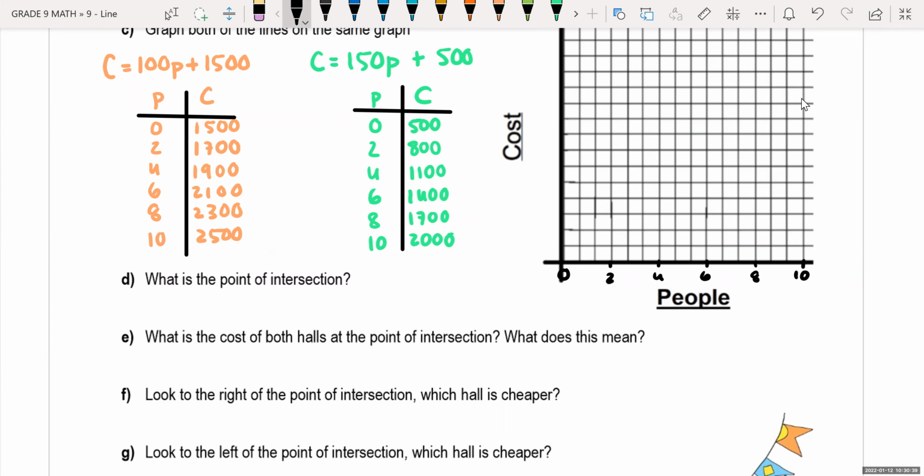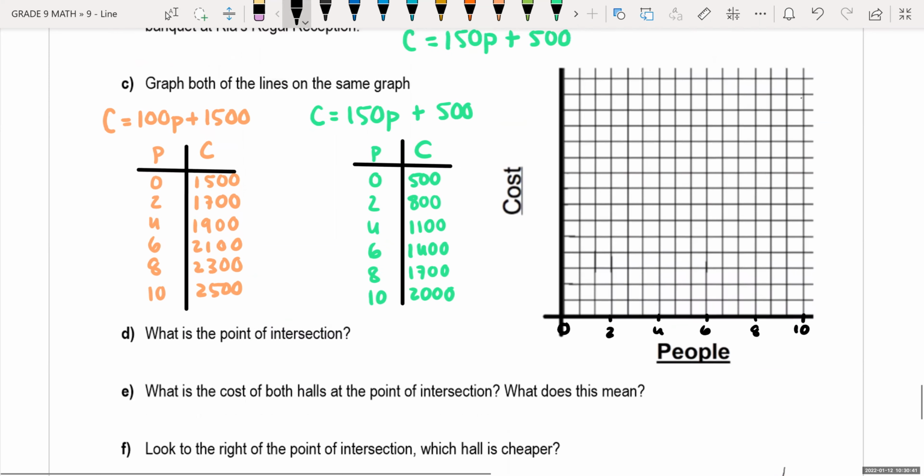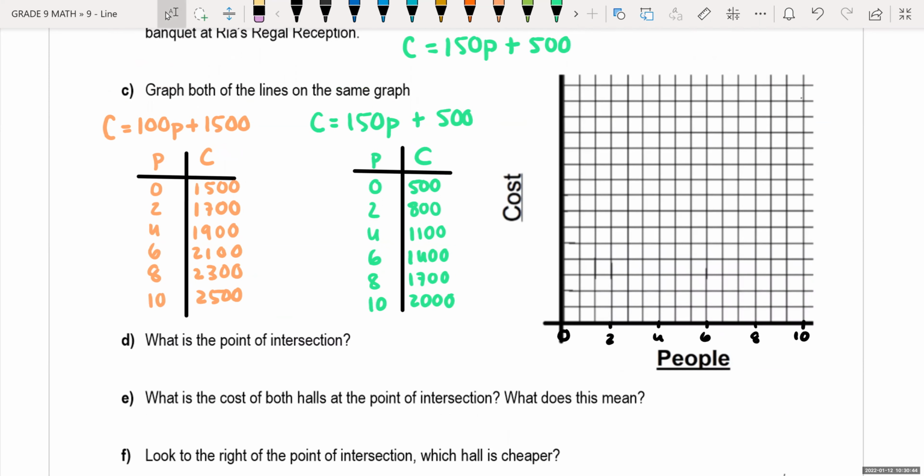And then we're trying to go all the way up to 2,500. We're going to have to go up by 500s. 1,000, 1,500, 2,000. Let's go up by 3. So 500, 1,000, 1,500, 2,000, and then 2,500. And then my graph, my equation is just going to be cost in dollars versus people. I'm going to go ahead and start graphing.